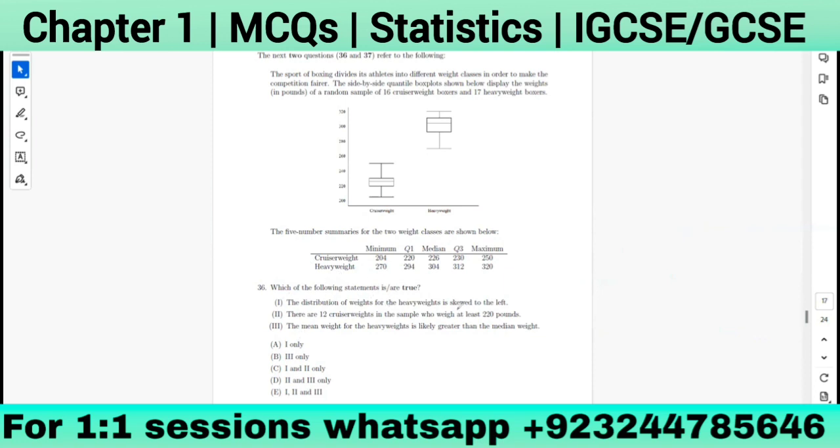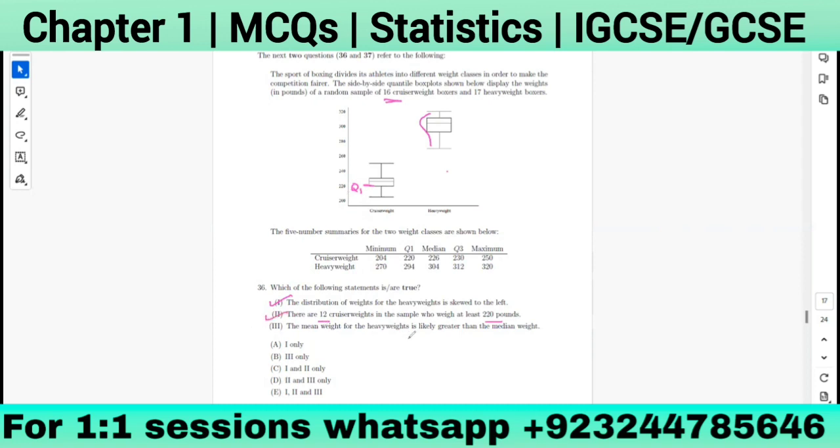The distribution of weights for the heavyweights is skewed to the left. I think it's correct. Yes, it is skewed to the left. There are 12 cruiserweights in the sample who weighed at least 220 pounds. So 220 pounds is the Q1. And they said there are at least 12 cruiserweights. So how many are total? 16 cruiserweights. So yes, definitely 12 will come in the first 25%. So 2 is also correct.